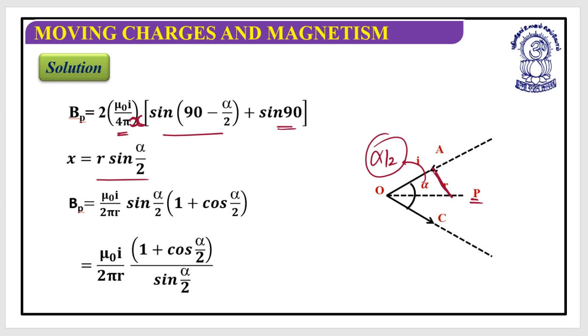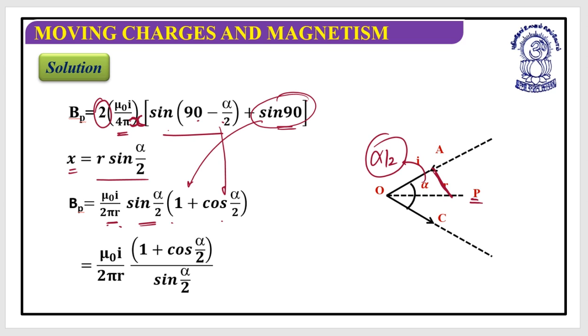So let's just replace the value. It is mu naught I by, and this has been multiplied by 2, so it's mu naught I by 2 pi r into bracket sine of alpha by 2. Replace the value of x into bracket: sine 90 is 1, and sine 90 minus theta is cos theta. So here sine 90 minus alpha by 2 is cos alpha by 2.